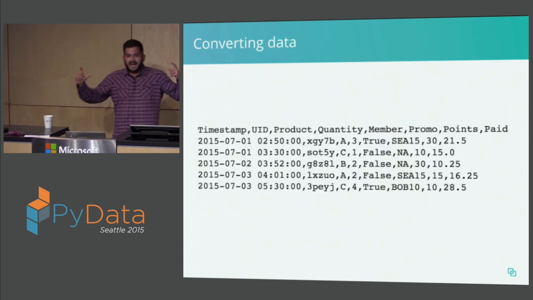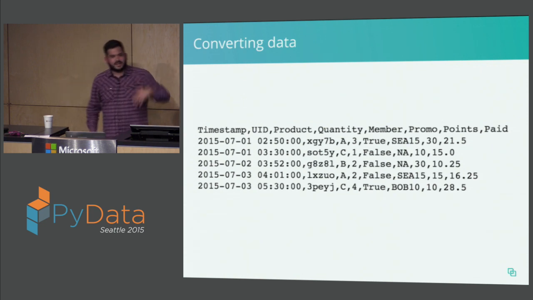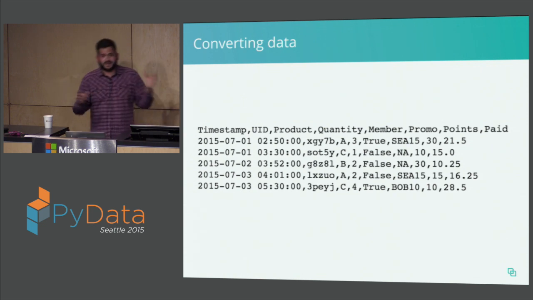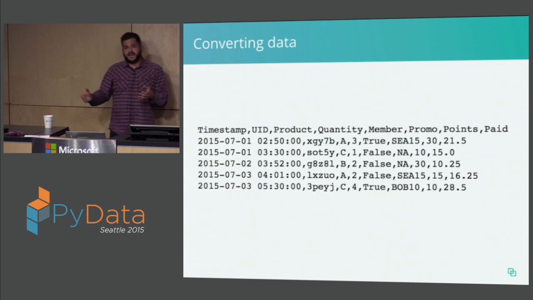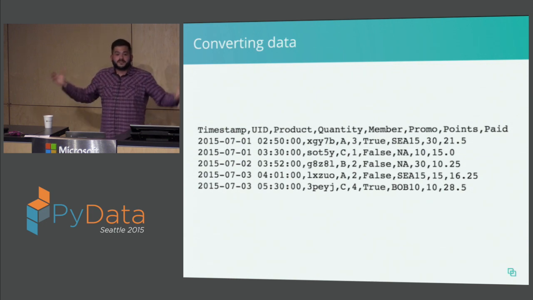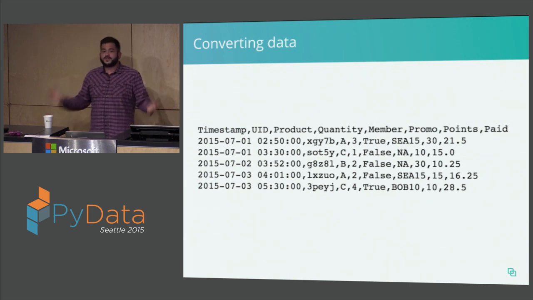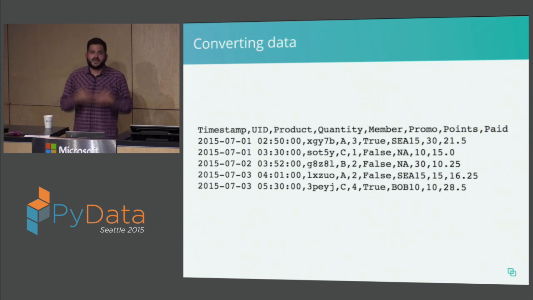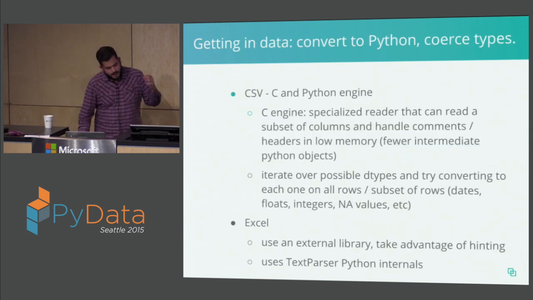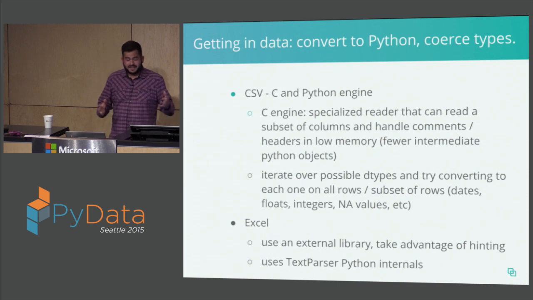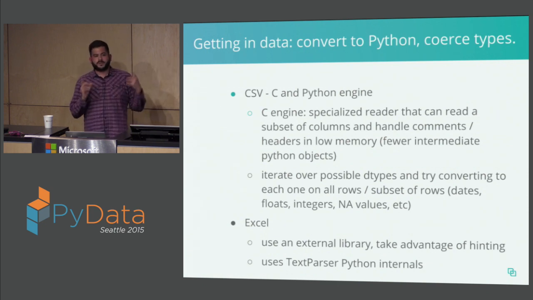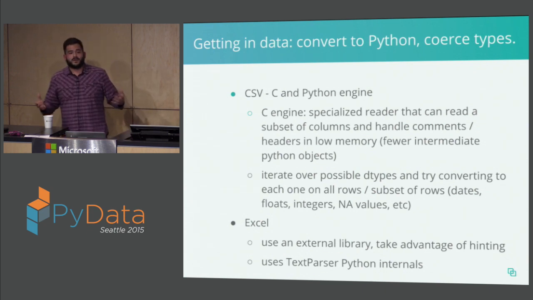So let's imagine that we have some data in a CSV. There's something like this, a timestamp, UID, product, whatever, just some set of data that we want to load in. If we loaded this with the CSV module in Python, you'd end up with just a bunch of strings, and then it would be hard to convert. You have to write some specialized functions, things like that. So Pandas has relatively optimized code specifically for parsing CSVs, and then more broadly for parsing data overall.